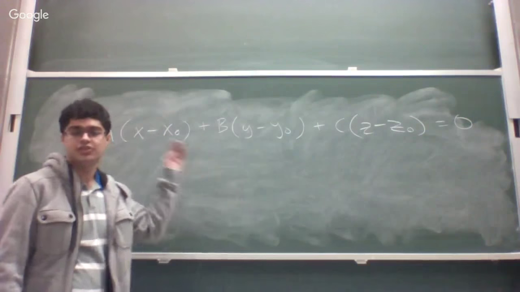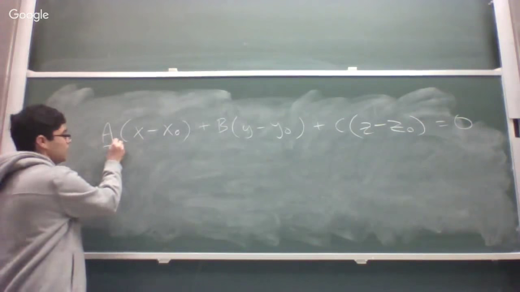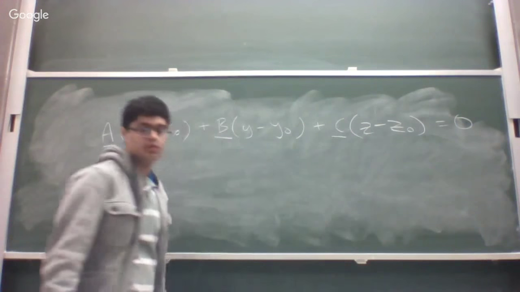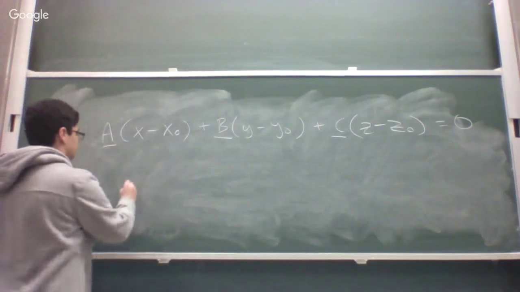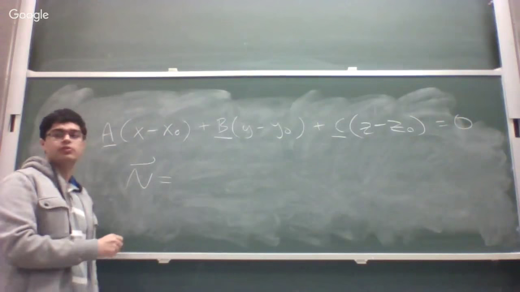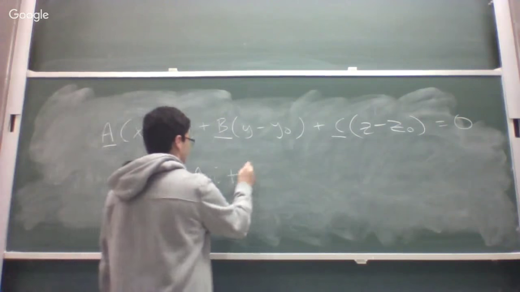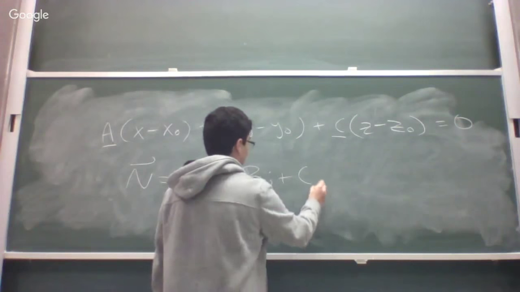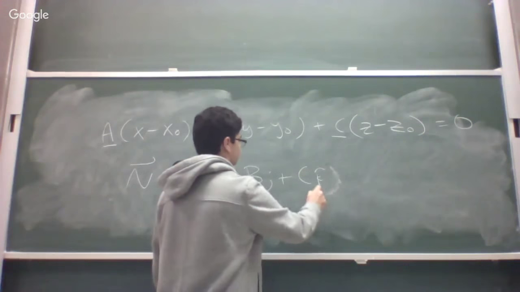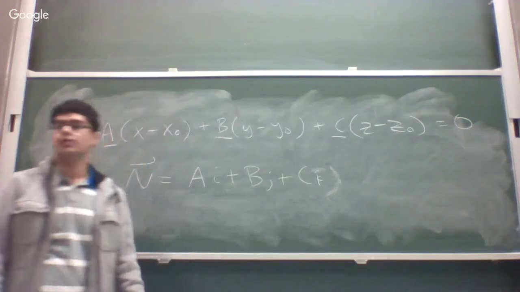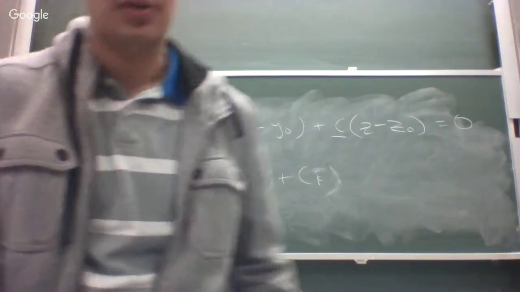So you guys definitely should know this by the exam. This A, B, and C are very important because you get them from your normal vector, which is Ai plus Bj plus Ck. Okay. So now we get to those problems.